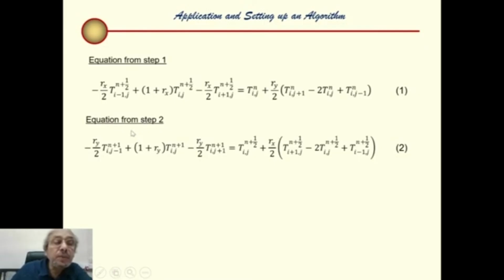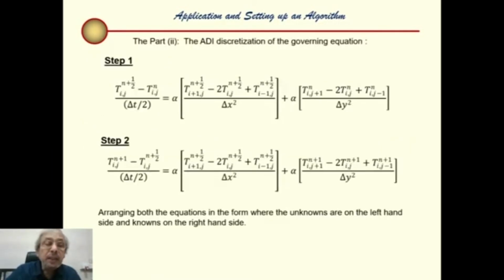Similarly, from equation 2, again we write Ry by 2 Ti j minus 1, the Tij multiplier is 1 plus Ry, and the Tij plus 1 multiplier is Ry by 2. These are all at n plus 1th level. On the right hand side all the values are at n plus half level, and now all the n plus half level values are known to us. Let me again say that Rx is alpha delta t divided by delta x square and Ry is alpha delta t divided by delta y square.